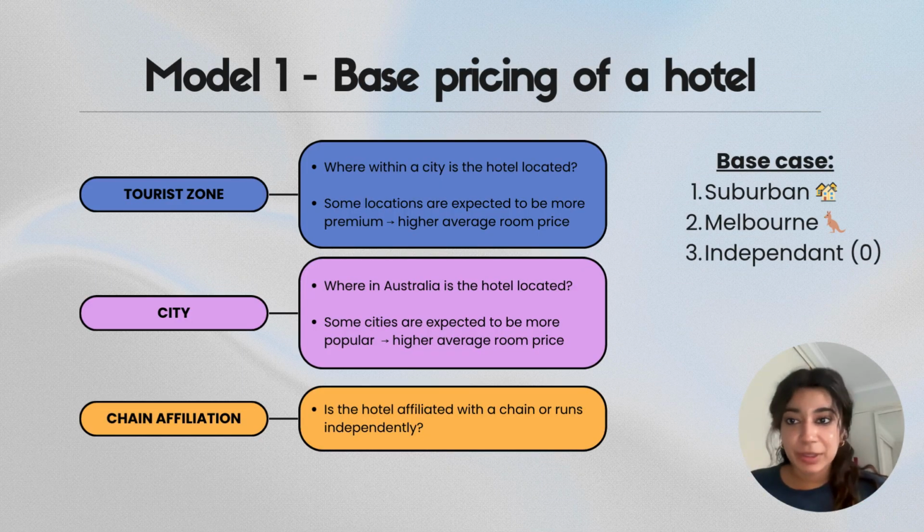For our initial base case model, we decided to explore the influence of tourist zone, city, and chain affiliation on average room price. We expect some cities, such as Melbourne and Sydney, and some tourist zones, such as Waterfront and CBD, to have higher average room prices due to these places being more popular for locals and for tourists. We began by using dummy coding, using the method that was described earlier, to come up with our base case. And our reference case for these results is a suburban hotel that is found in Melbourne and runs independently.